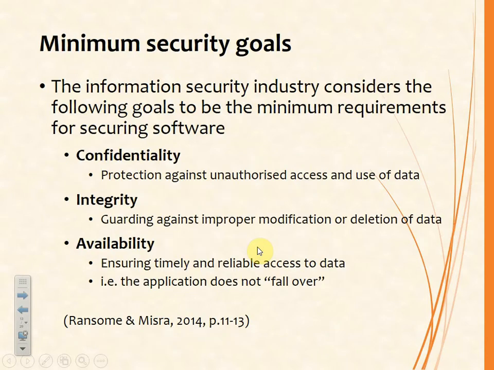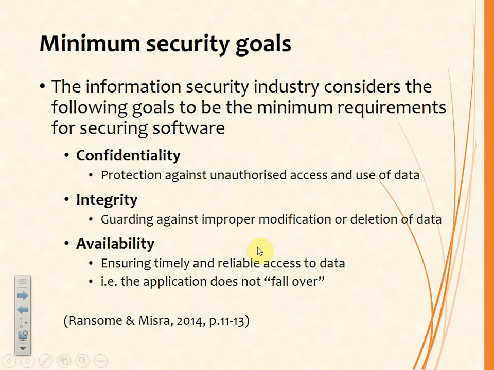Now there are some minimum security goals that we need to focus on: confidentiality, integrity, and availability. Confidentiality means that we protect private information so that only authorized access is permitted. You don't want somebody else looking at your bank account details.